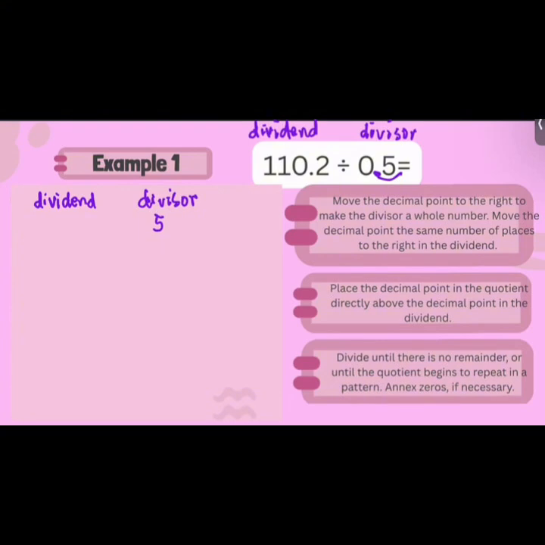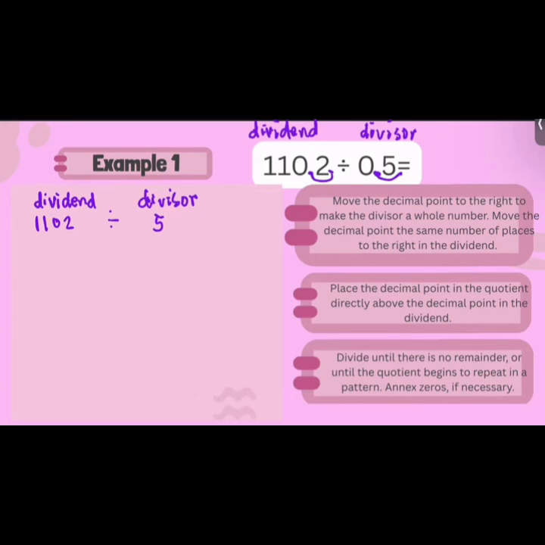Next, it says that move the decimal point the same number of places to the right in the dividend. The number of times we moved for the divisor, we do the same for the dividend. So if we move one place for the divisor, then we will move one place for the dividend. So therefore, our new dividend is 1,102. So we are going to divide 1,102 divided by 5.